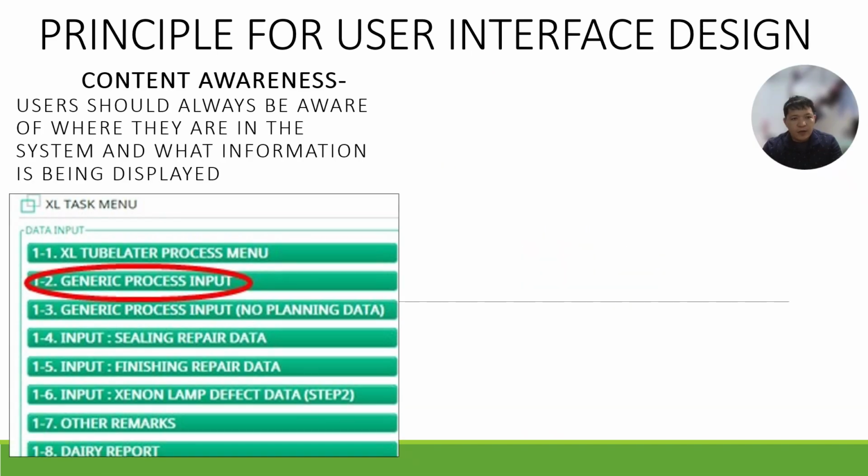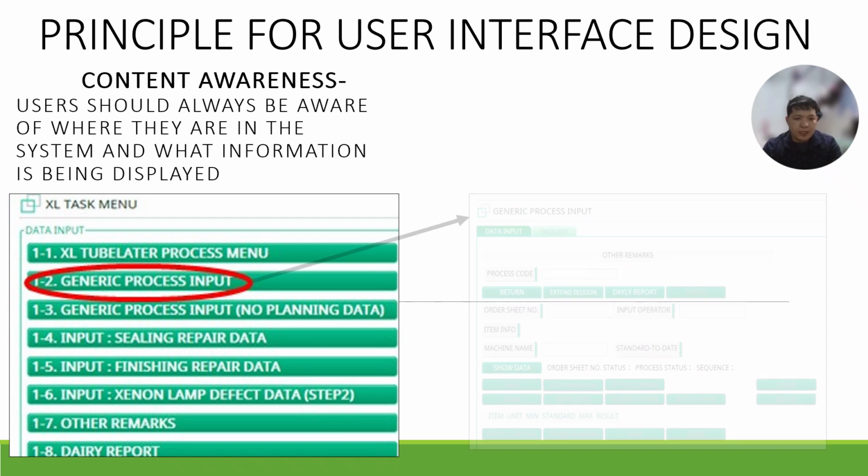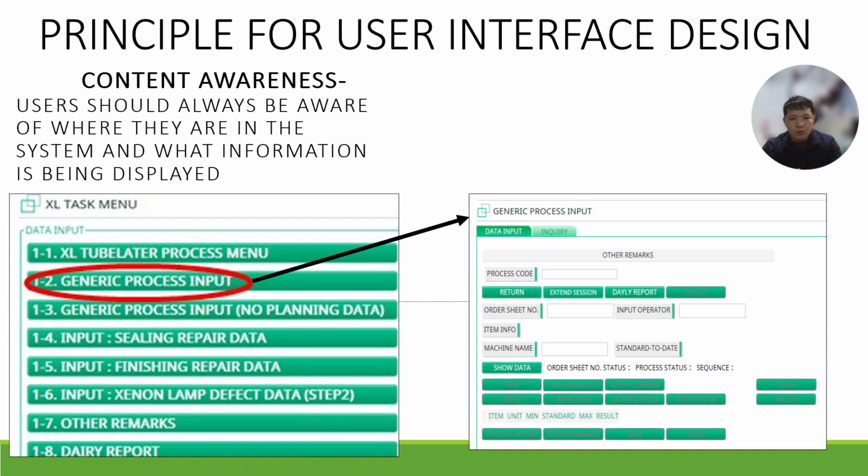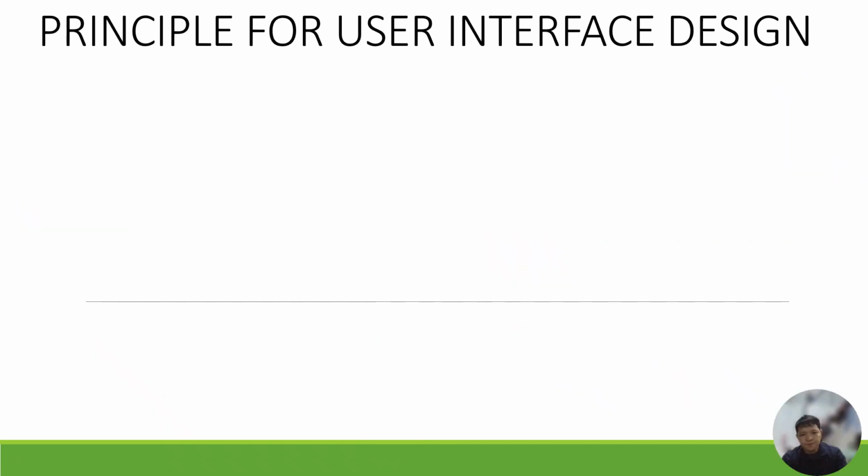Next is content awareness. Users should always be aware of where they are in the system and what information is being displayed. On the screen, we can see here the generic process input. Once the user clicks on this one, it will move to the next screen, but the guide of the generic process input, or the title header, must be present as always, so that, as mentioned, the user is aware of where they still are in the system.